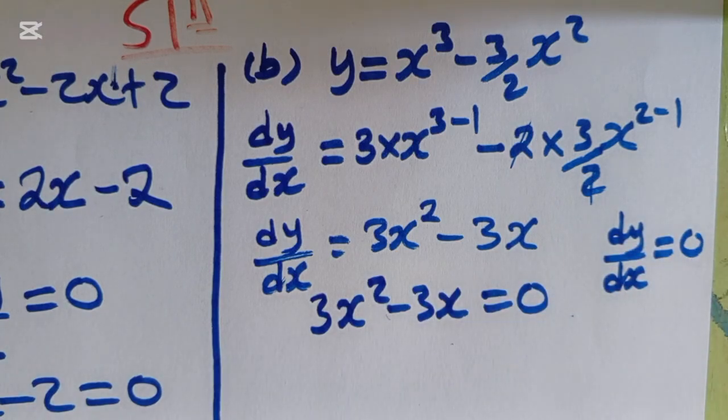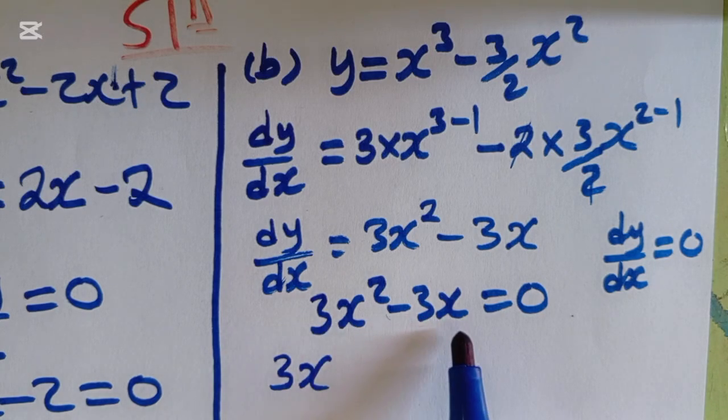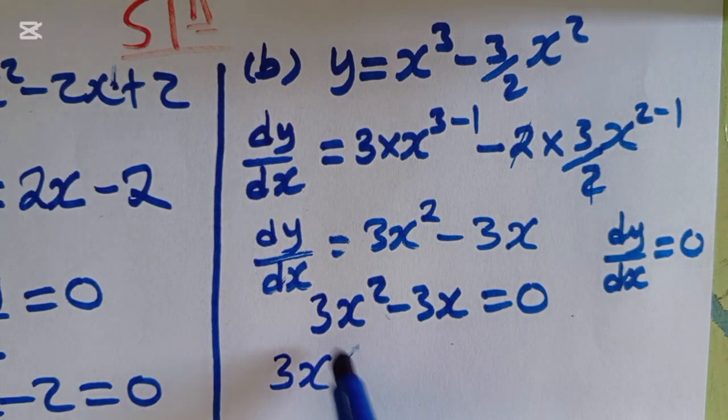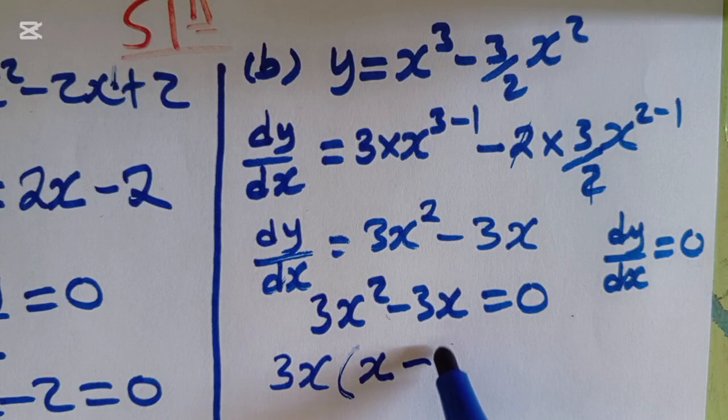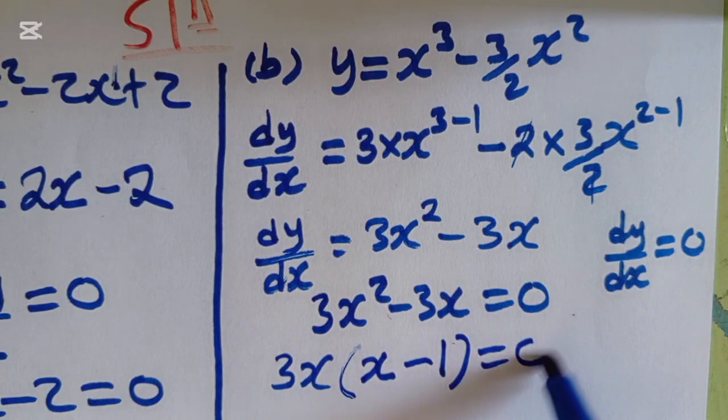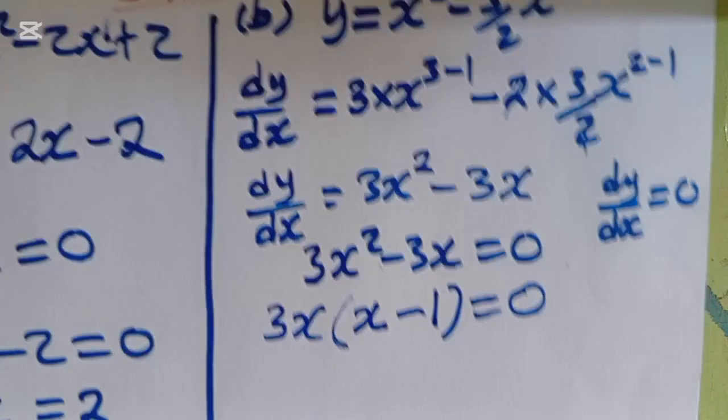So from there now, I'm going to factorize. 3x is common. Remember that I'm looking for the values of x. So how do we find the values of x in this case? You factorize. This is quadratic factorization. So 3x into 3x squared, it is x. 3x into 3x, it is 1, is equal to 0.